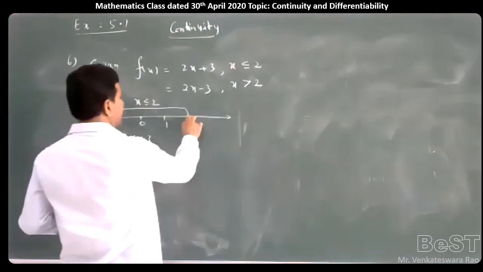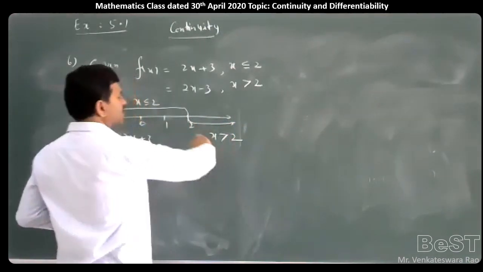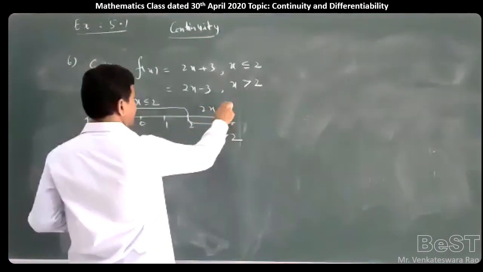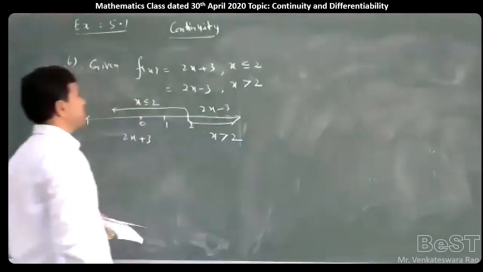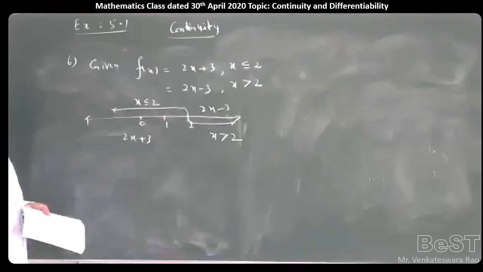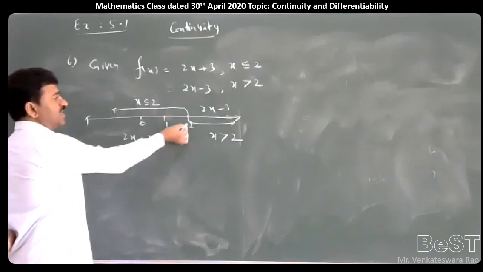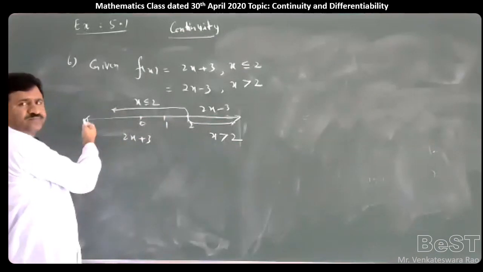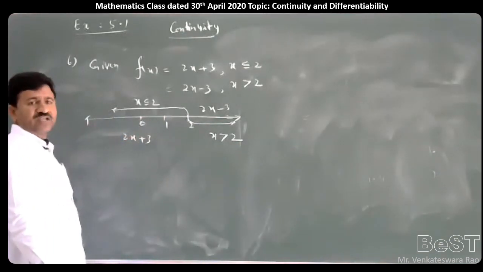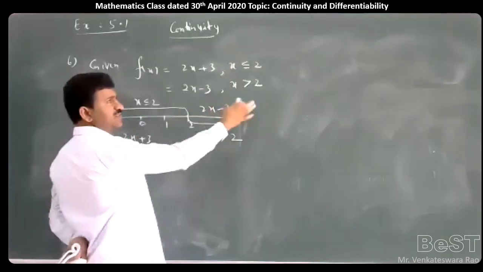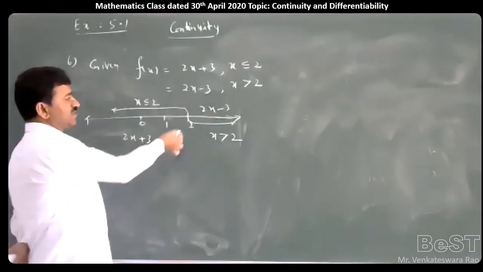When x value is greater than 2, in the right neighborhood of 2, the function is 2x minus 3. So we have to find the points of discontinuity. First, when strictly x is less than 2, it is a linear function, so it is continuous up to minus infinity. When x value is greater than 2, the function is 2x minus 3, which is also continuous. The only doubt is at x is equal to 2.